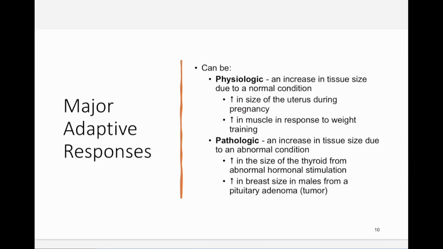So again, physiologic versus pathologic. Physiologic changes, increase in size of the uterus. Hypertrophy for muscle growth is a physiologic response to weight training. It's not pathologic, it's a normal response. Pathologic causes, due to an abnormal condition, your thyroid getting bigger due to hyperthyroidism. So the thyroid gets bigger. Increase in breast size in males due to a pituitary adenoma. That causes breast changes in males. That's not a normal response, it's pathologic.